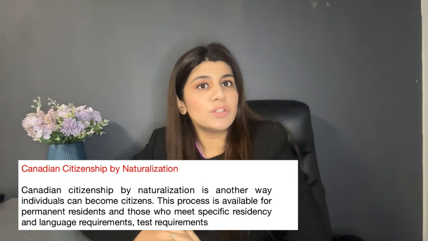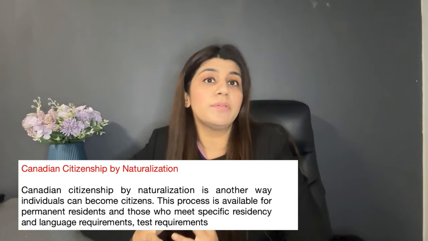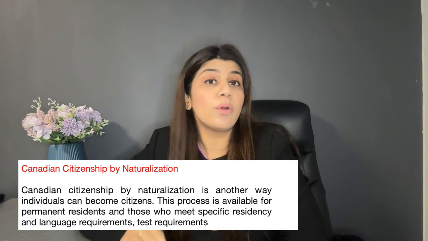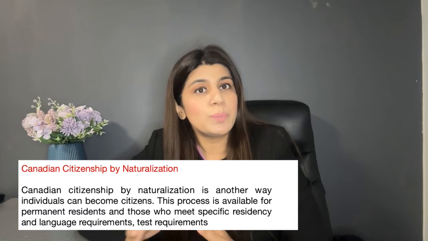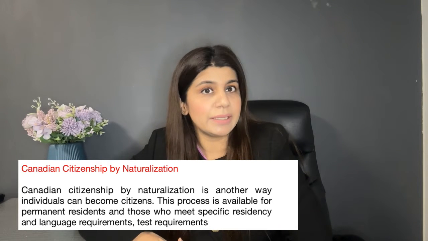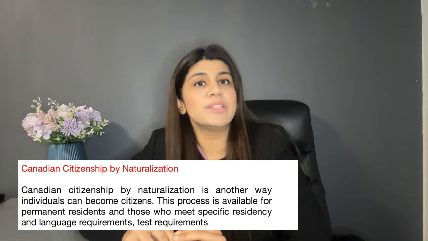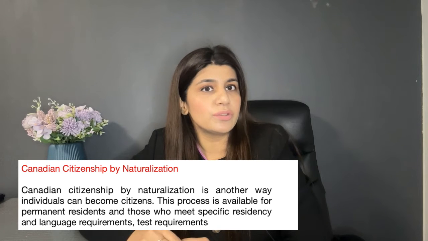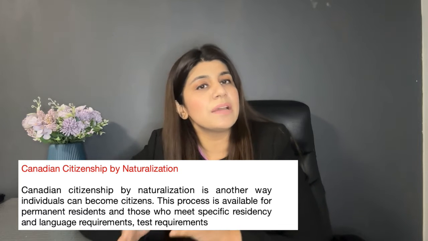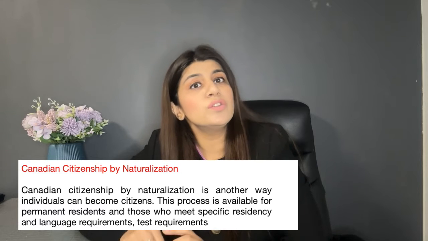The second option is Canadian citizenship by naturalization. This is another way by which a person can become a Canadian citizen. This option is available only for Canadian permanent residents. They have to meet certain criteria. They have to meet the language criteria, that is giving some language exams, and there are alternative options for that. Then they have to meet a residency requirement, that is how long they must have remained inside Canada. And then there is also a citizenship test.